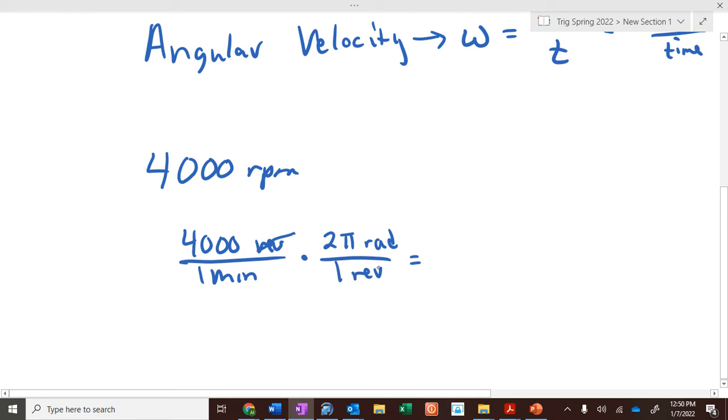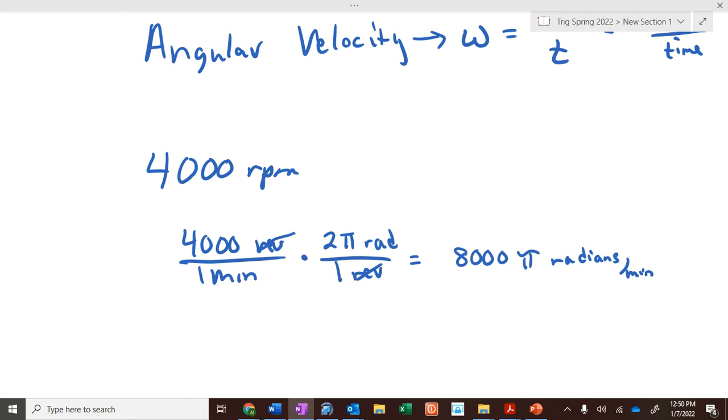Well, revolutions cancel with revolutions, and we get that the engine is traveling at 8,000 pi radians per minute. The distance that it is going around is 8,000 pi radians per minute. Okay, that's the angular velocity. So we're going to deal with angular velocity today and just work with changing units.